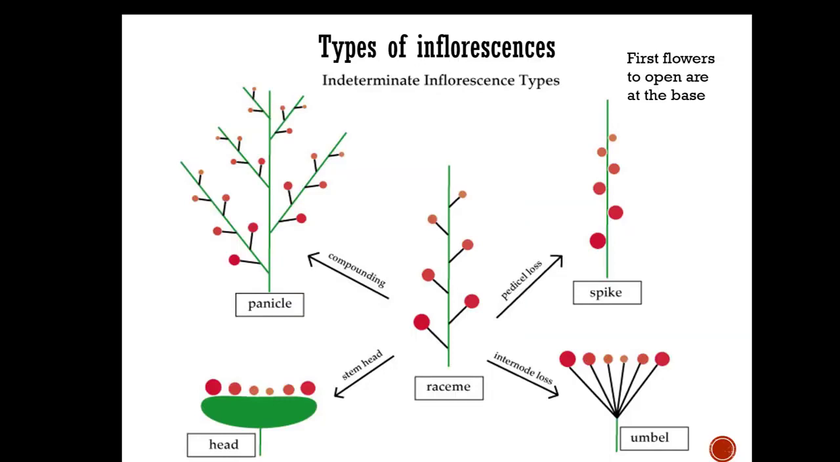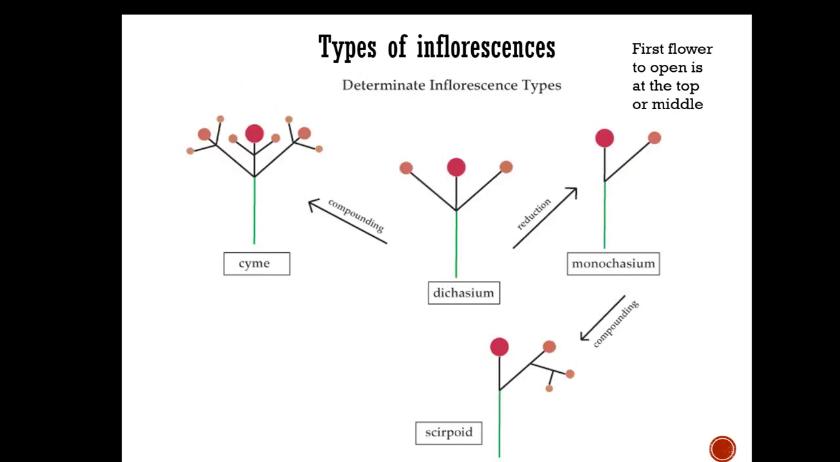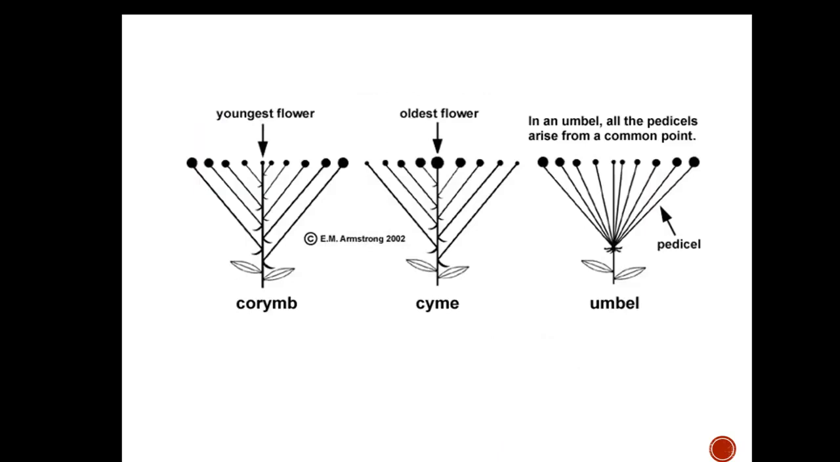So here are some different types of inflorescences. Indeterminate inflorescence types tend to have the first flowers open at the base, and some of these could be a head, a panicle, a spike, or an umbel. Determinate inflorescence types are going to have the first flowers open at the top or the middle, and these are cyme, dichasium, monochasium, and scorpioid. And then you have corymb, cyme, and umbel.